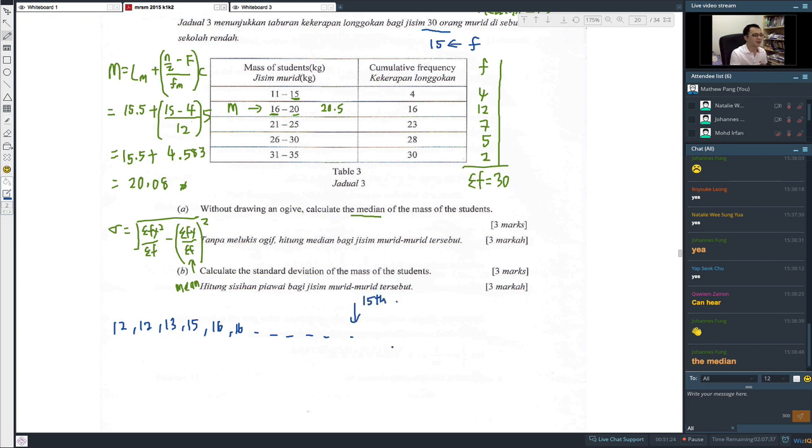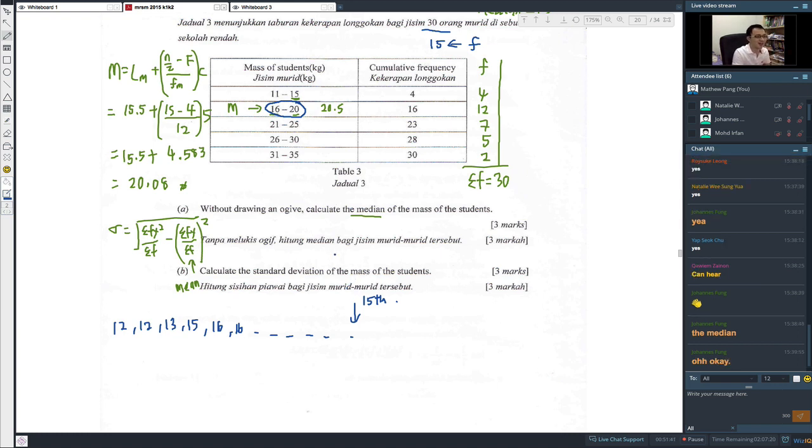I hope you got the answer. You sure or not? If you're not sure, please let me know. Okay, good. So let me move on with finding the standard deviation.